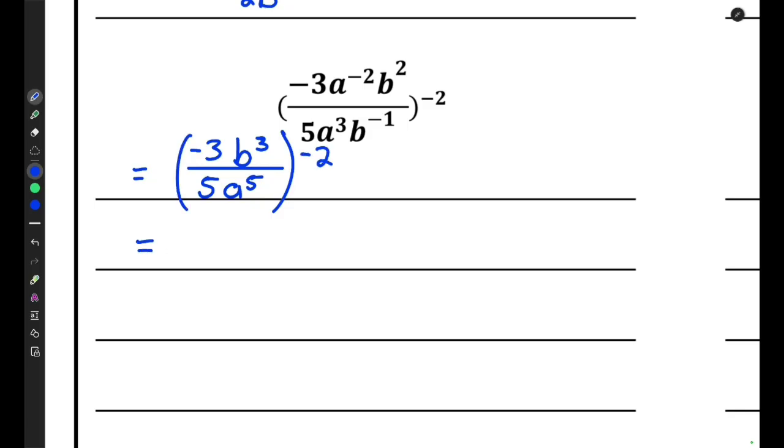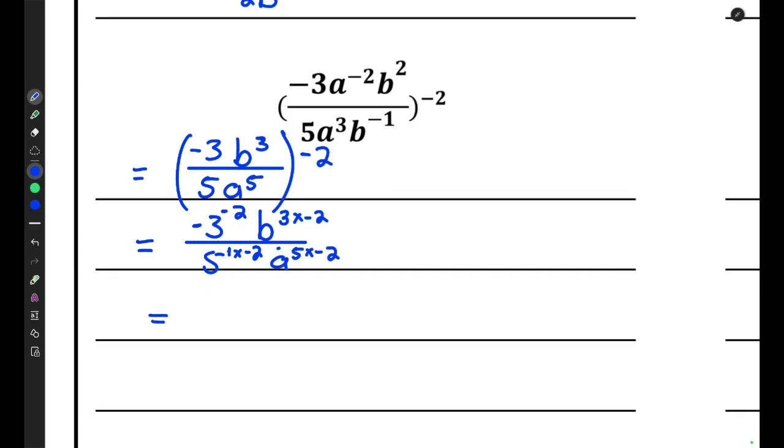And now everything is simplified on the inside, so I can now take the outside exponent, multiply it with everything on the inside. So I'm just going to say this is minus 3 to the power minus 2, b3 times minus 2, 5, 1 times minus 2, and then a 5 times minus 2.